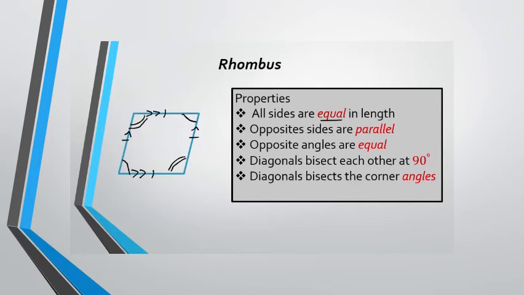Diagonals bisect each other at 90 degrees. Remember, a diagonal goes from the vertex to the opposite vertex. And what can I say about that? Where they are bisecting each other, cutting each other, half is down there, 90 degrees, 90 degrees, 90 degrees angle where they are bisecting, cutting each other down there.